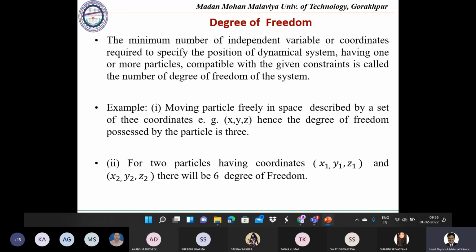For two particles having the coordinates x1, y1, z1 and x2, y2, z2, so there will be the 6th degree of freedom. There will be the 6th degree of freedom.